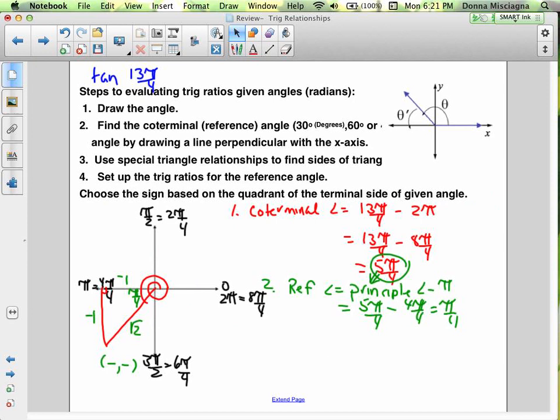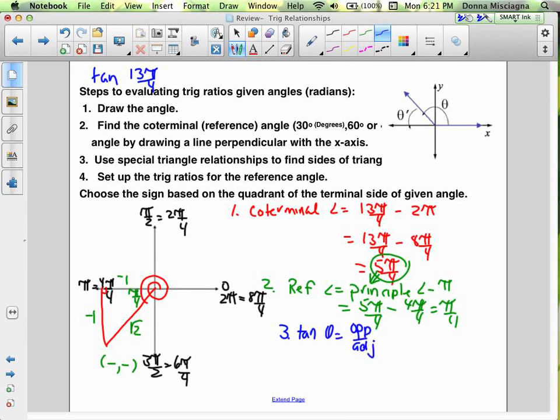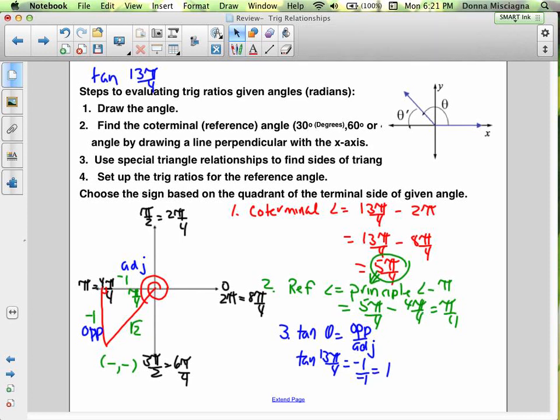And then our final step is to evaluate for tangent. So tangent theta is opposite over adjacent. That means that for tangent 13 pi fourths, the opposite side is y. The adjacent side is x, so this is negative 1 divided by negative 1, which is just 1, right? And we've done it. We did a problem similar to this on the last lesson. If you go around the circle but end up in the same spot, it's still going to be the same values when you evaluate.